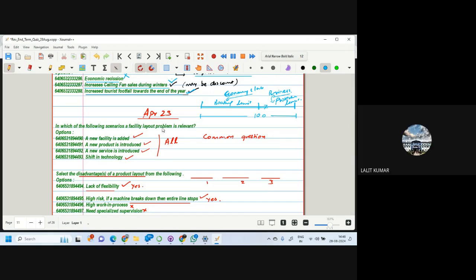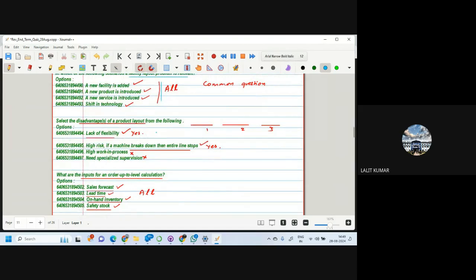Okay. Welcome. So now we come to April 2023. Now I'll go slightly faster because most of the questions are common. In which of the following scenarios is a facility layout problem relevant? This we have already covered. It is a repetitive question.